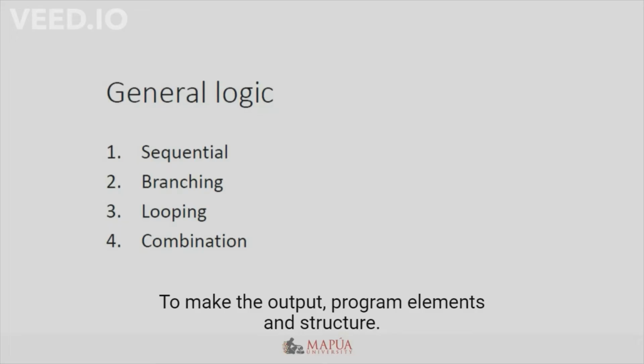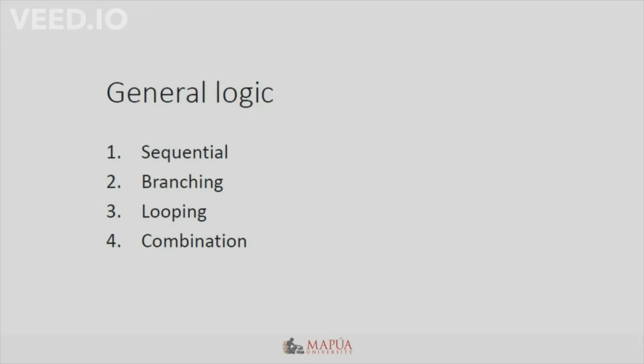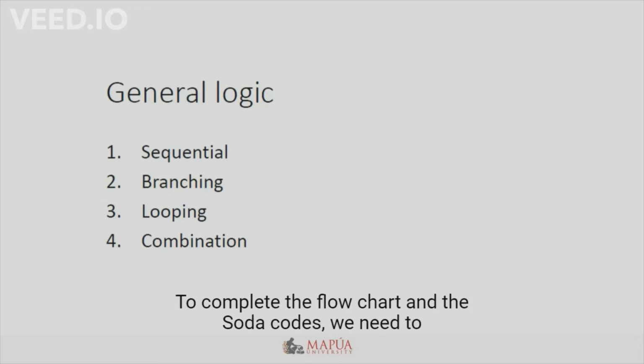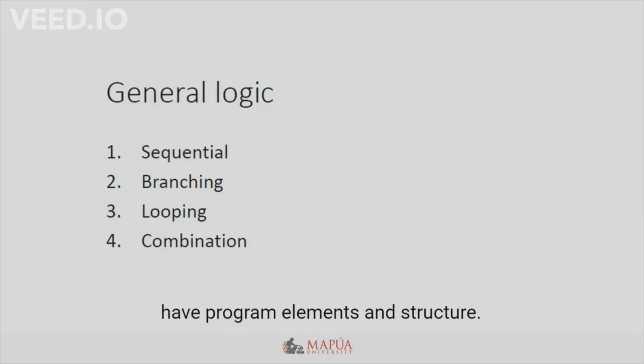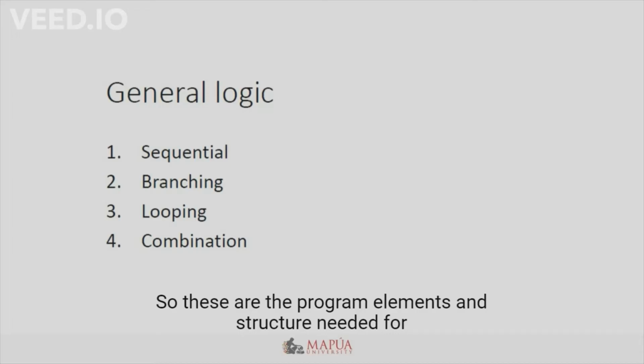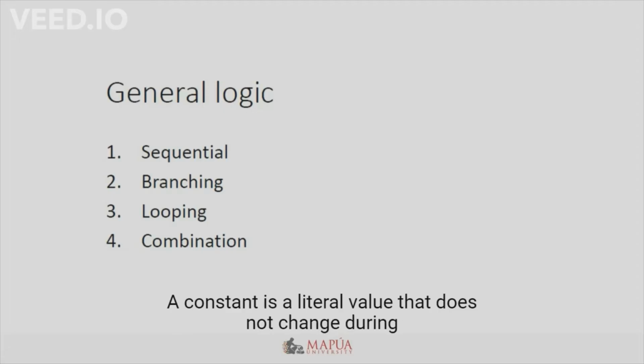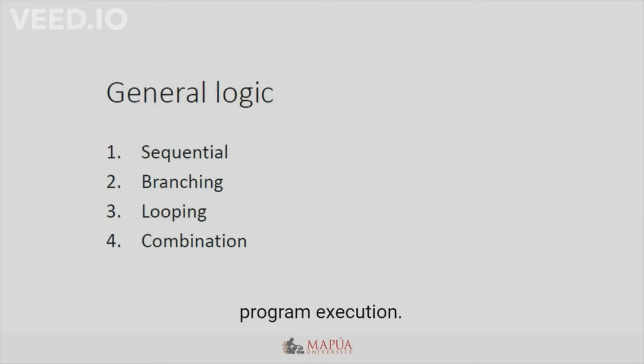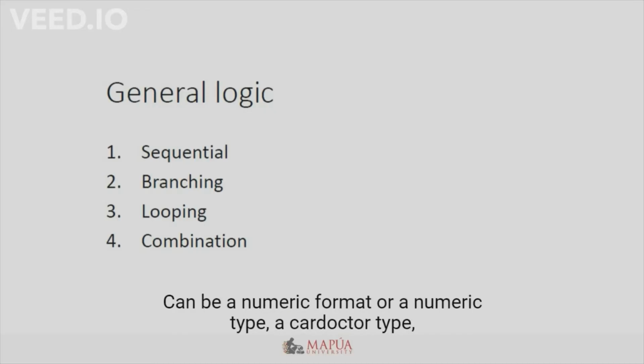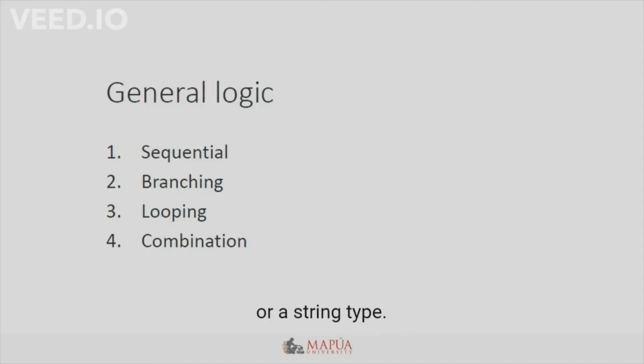Program elements and structure. To complete the flowchart and the pseudocode, we need to have program elements and structure. So these are the program elements and structure needed for flowcharting and pseudocode. Number one is constant. A constant is a literal value that does not change during program execution. It can be a numeric type, a character type, or a string type.